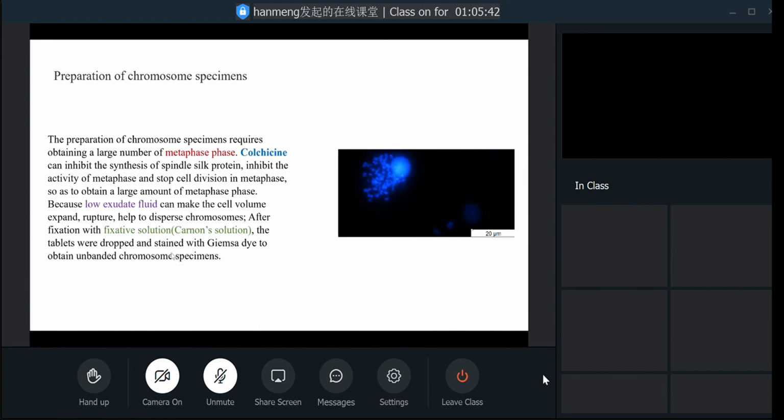If we stain the chromosome specimens with Giemsa, then we will get the unbanded chromosome specimens. But before we stain the chromosome, we will do some processing. Then we will obtain the banded chromosome.